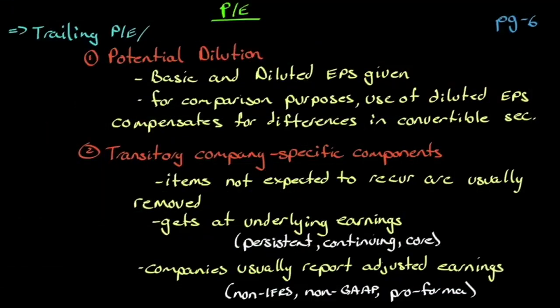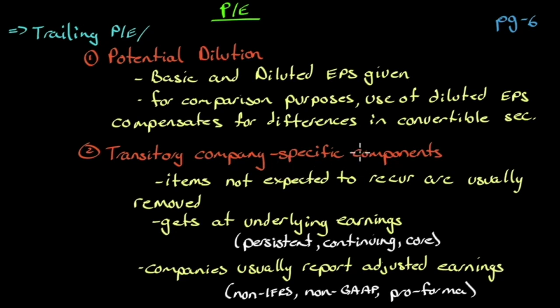All right, let's go through those 4 points that I mentioned on the previous screen for the trailing PE. Potential dilution. This is not really that big of a deal. Companies, when we look at their income statement, give us basic and diluted EPS. So we already have that number. For comparison purposes, the use of diluted EPS compensates for differences in convertible securities. So if we're comparing PEs across a bunch of companies, you may want to use the diluted EPS because it will compensate for that.